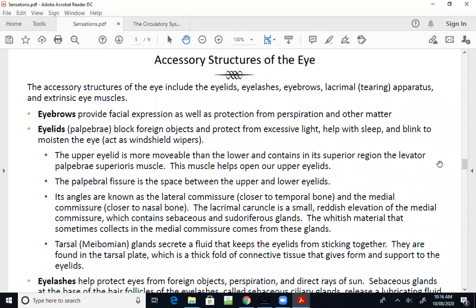That levator palpebrae superioris muscle is exactly what it sounds like. It tells you what it does. Levate means to bring up. Palpebrae, we just learned, means eyelid. Superioris, because it's superior.